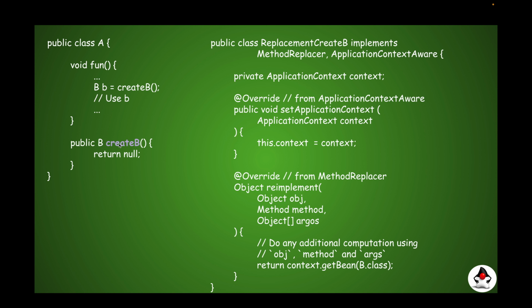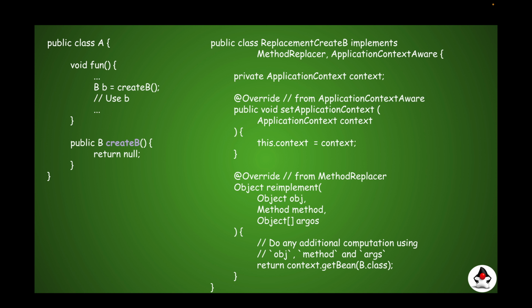Now let's say there is a public B createB method. This createB method returns an object of type B, and for now let's just return this method. Now we want to override this method, but we don't want to modify this class. So what we can do is create a replacement class. We can give any name, so I've given ReplacementCreateB, and it should implement MethodReplacer. This is an interface, so it should implement MethodReplacer.